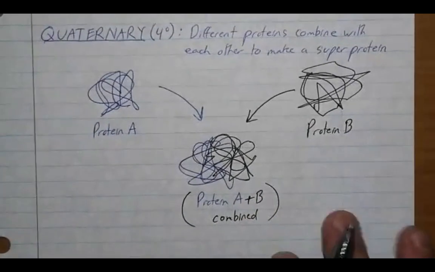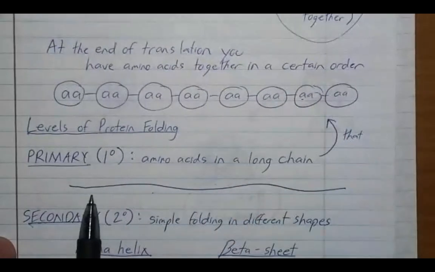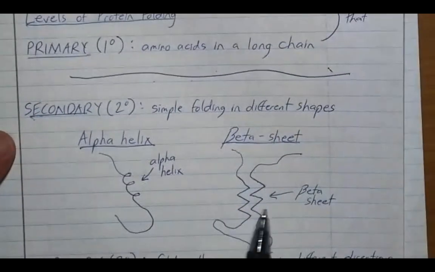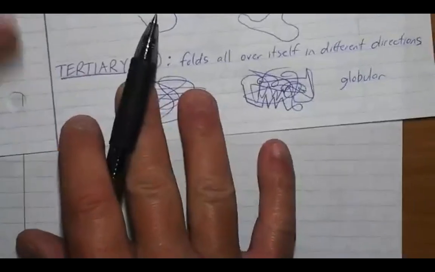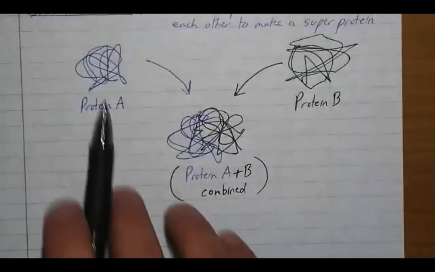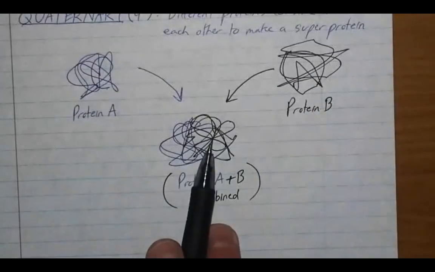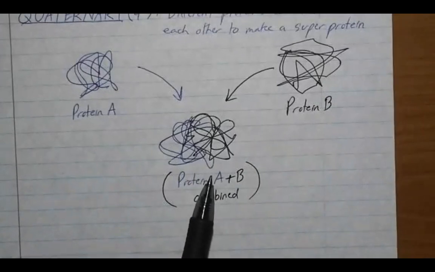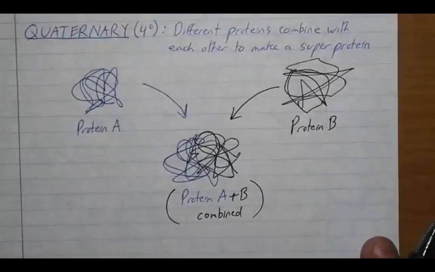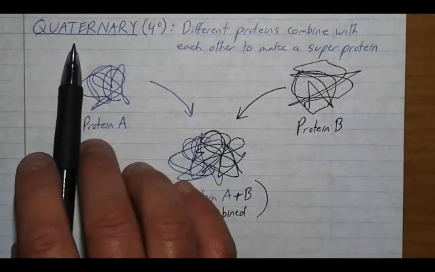And that's the quaternary step. So how does it start off? Out of translation, we get an amino acid sequence, which is a nice line. We just draw it as a line. You start to get some basic alpha helix formings or beta sheets, and then it goes all wiggity wackety, folds all over itself. And then when it's done folding all over itself, one protein that folded all over itself combined with another protein that folded all over itself make a super protein that are combined. And sometimes it's even more than 2. It could be 3, 4, sometimes even 5. And that is your 4 steps of protein folding. Primary, secondary, tertiary, and quaternary.